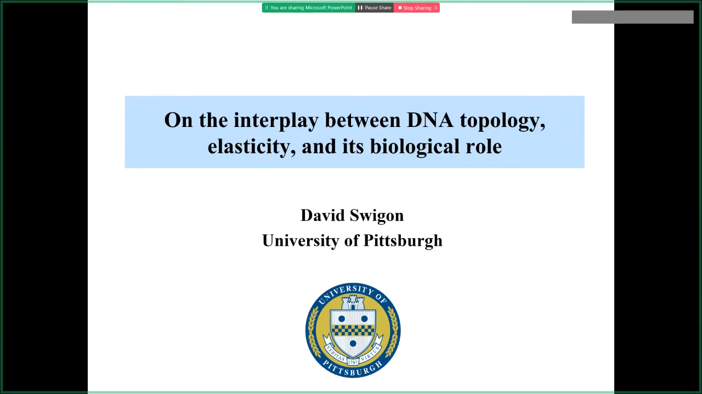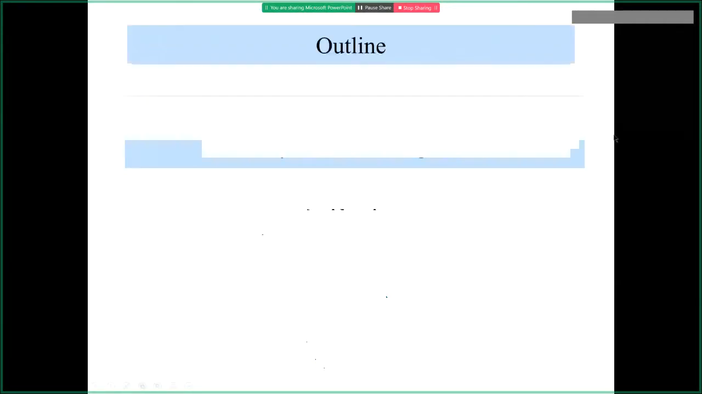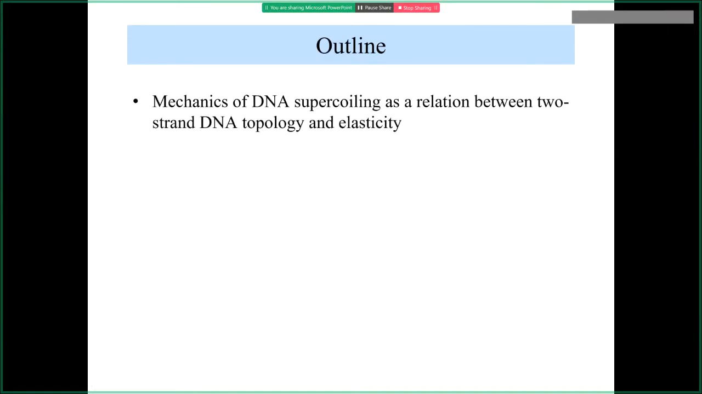I'm going to be focusing on the relation between the topological point of view and how we look at DNA, and then the mechanical view, and how all of those things are reflected in the biological role of DNA. And my talk will be structured in three parts.